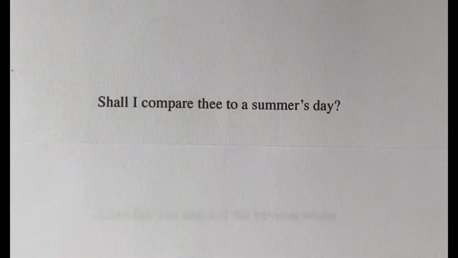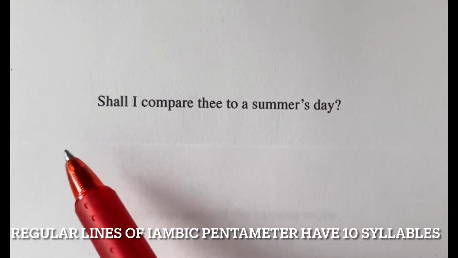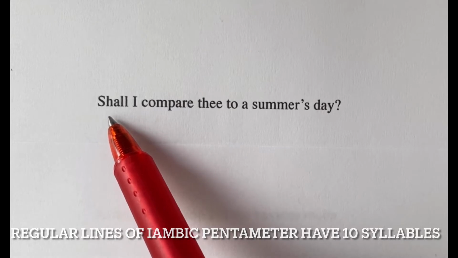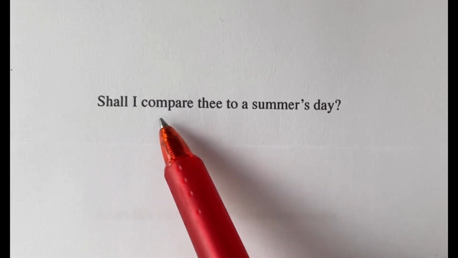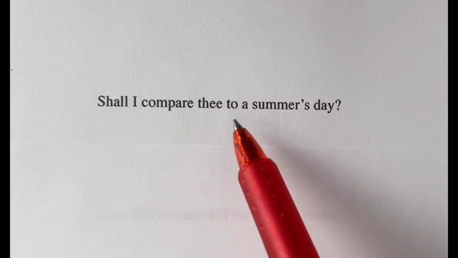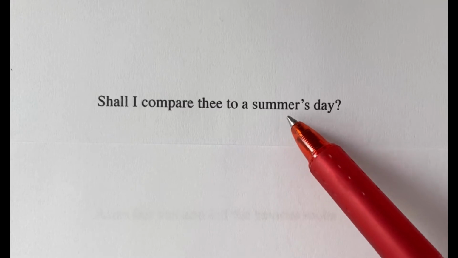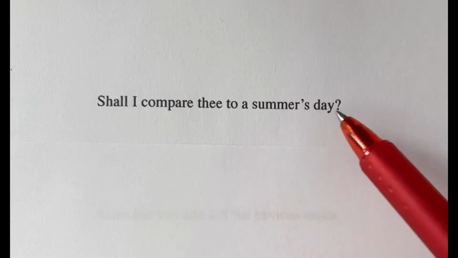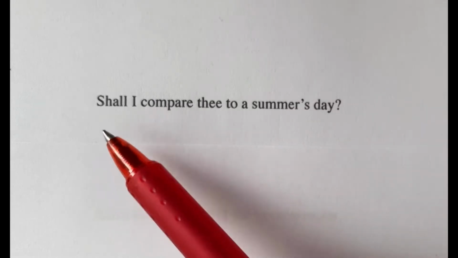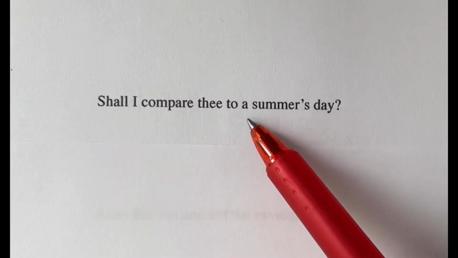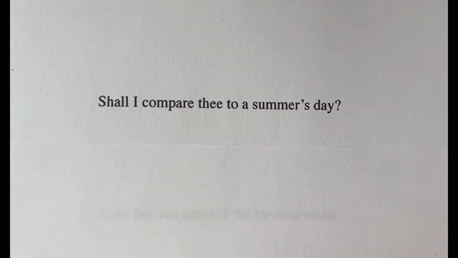We're going to take a look at sonnet number 18. Shall I compare thee to a summer's day? So let's break this down into iambic pentameter. The first thing we're going to want to do is count our syllables. So as you can see, we have: shall is 1, I is 2, compare is 3 and 4, thee is 5, to is 6, a is 7, summer is 2 syllables, so that's 8, 9, and then day is 10. Great. We have 10 syllables.